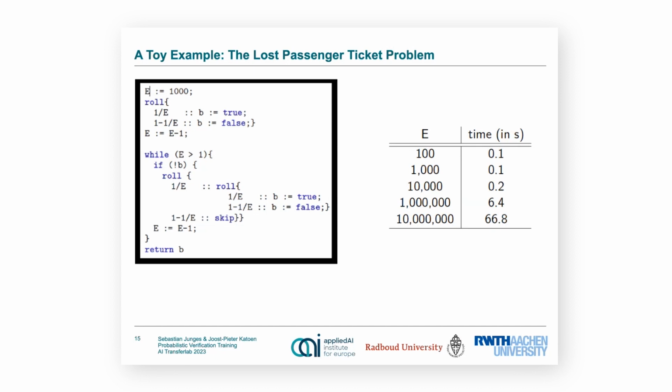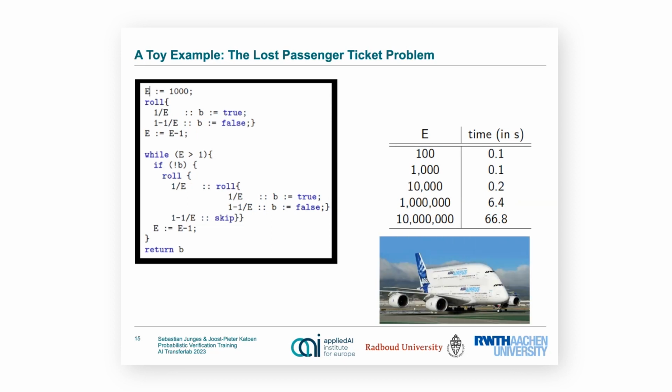Now, in probabilistic model checking, you can solve this, and you see this in the table on the right, where we change the capacity of the plane a bit from 100 to 10 million. And it tells you in how many seconds you can solve this question by means of probabilistic model checking. And if you think this is a bit ridiculous, I mean, there are planes like this where you can really host many passengers.